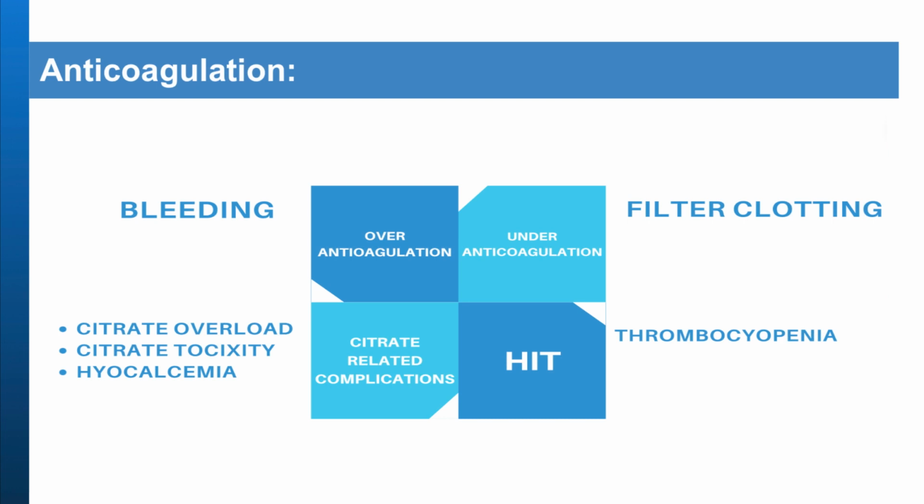For the type of anticoagulation we use, if we use systemic anticoagulation with heparin, the most common complication is thrombocytopenia, and if we use regional anticoagulation with citrate, we can have complications of citrate, like citrate overload. If we give more citrate than needed for anticoagulation, this can result in citrate overload, and this can result in metabolic alkalosis, and if the body is unable to metabolize citrate, this can result in citrate toxicity and metabolic acidosis, and if we don't replace calcium at the end of the circuit, this can result in hypocalcemia.